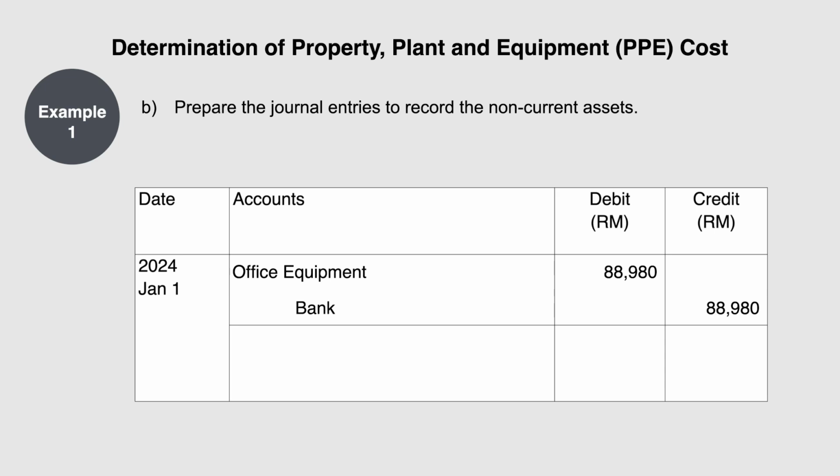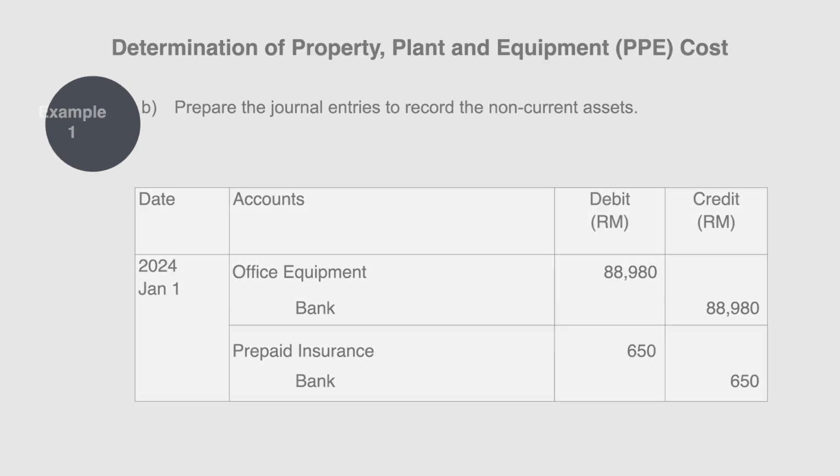And for the fire insurance, we will record it separately from the value of office equipment, and we record it as prepaid insurance, with bank at the credit side. So that's it on how we record purchases of non-current assets. Okay, thank you.